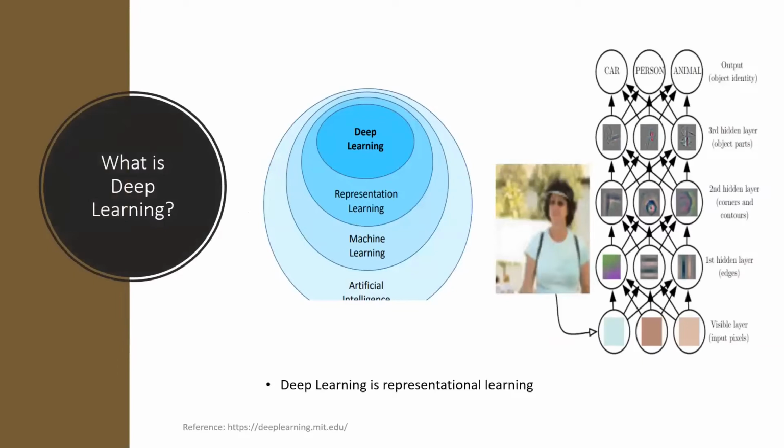So what is deep learning? Deep learning is representational learning. By that I mean, if you feed data to, let me say, a neural network, it's going to be able to get out abstractions of representations. And from those representations, it's going to be able to do either classification or regression.